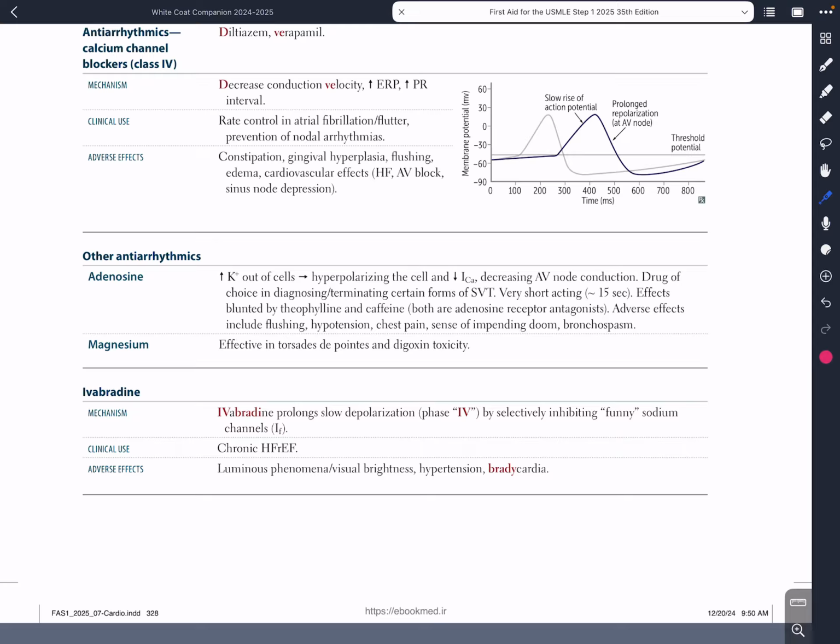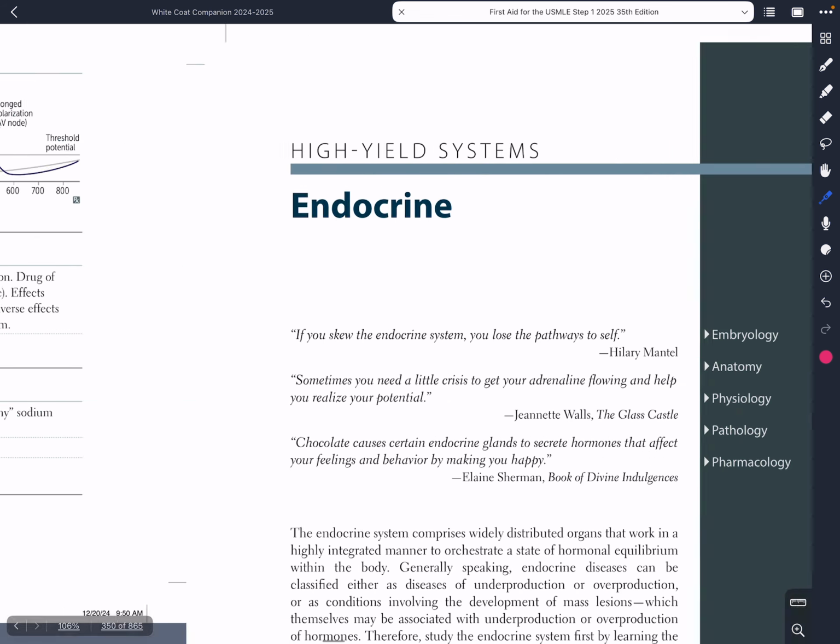Adverse effect of ivabradine is that it can cause visual brightness, luminous phenomena, which means visual brightness. It can cause hypertension, or it can also cause bradycardia. Again, funny sodium channels, we don't know what these sodium channels will do. This was the adverse effects of ivabradine. This finishes cardiovascular drugs.